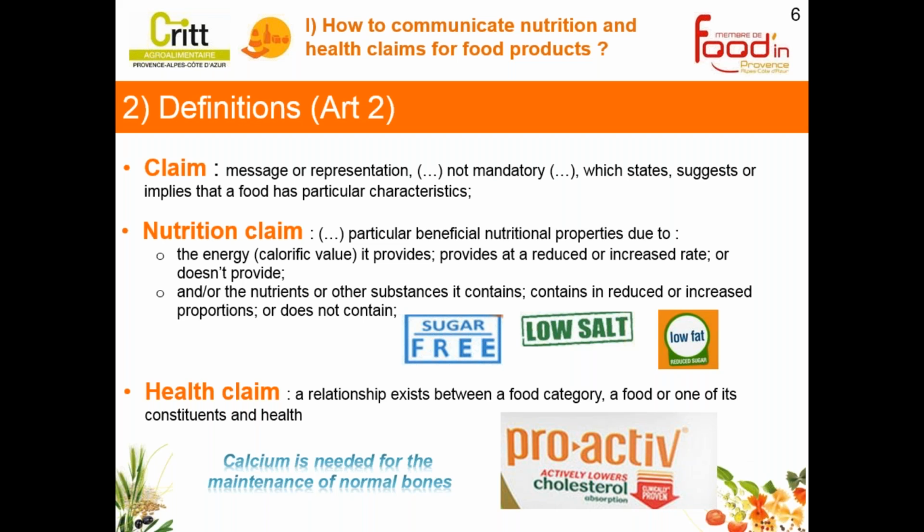The regulation applies to the use of health claims, which means any claim that states, suggests, or implies that a relationship exists between a food category, a food, or one of its constituents, and health. It will be, for example, calcium is needed for the maintenance of normal bones.